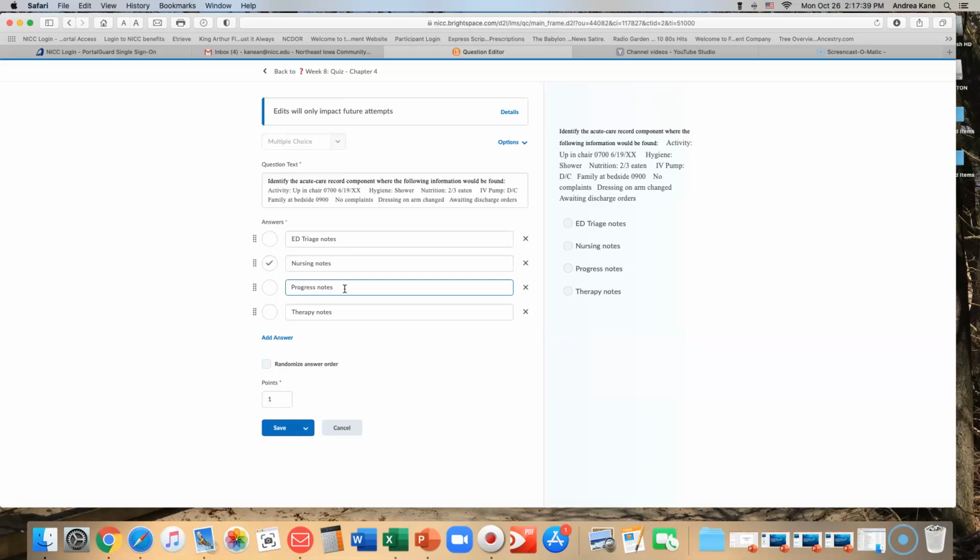Progress notes. Well, physicians are the ones who do progress notes. Would this be written by a physician? No, because a physician's the one who's going to give the discharge orders. A physician is not going to be changing the dressing on the arm. That's going to be nursing, odds are. The physician is not necessarily going to note the fact that the patient had a shower and that they ate 2/3 of their meal. So it has to be nursing notes. When you think about who would be documenting all of this stuff, it's got to be nursing.